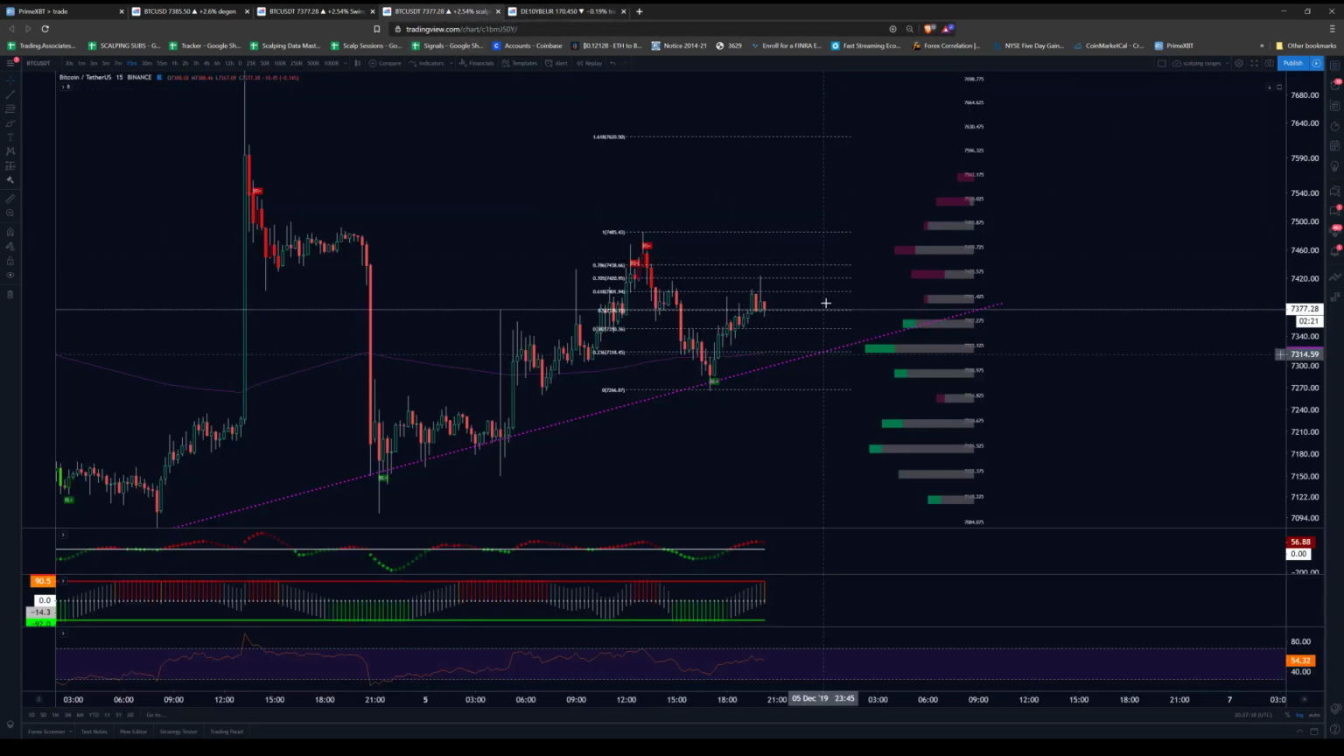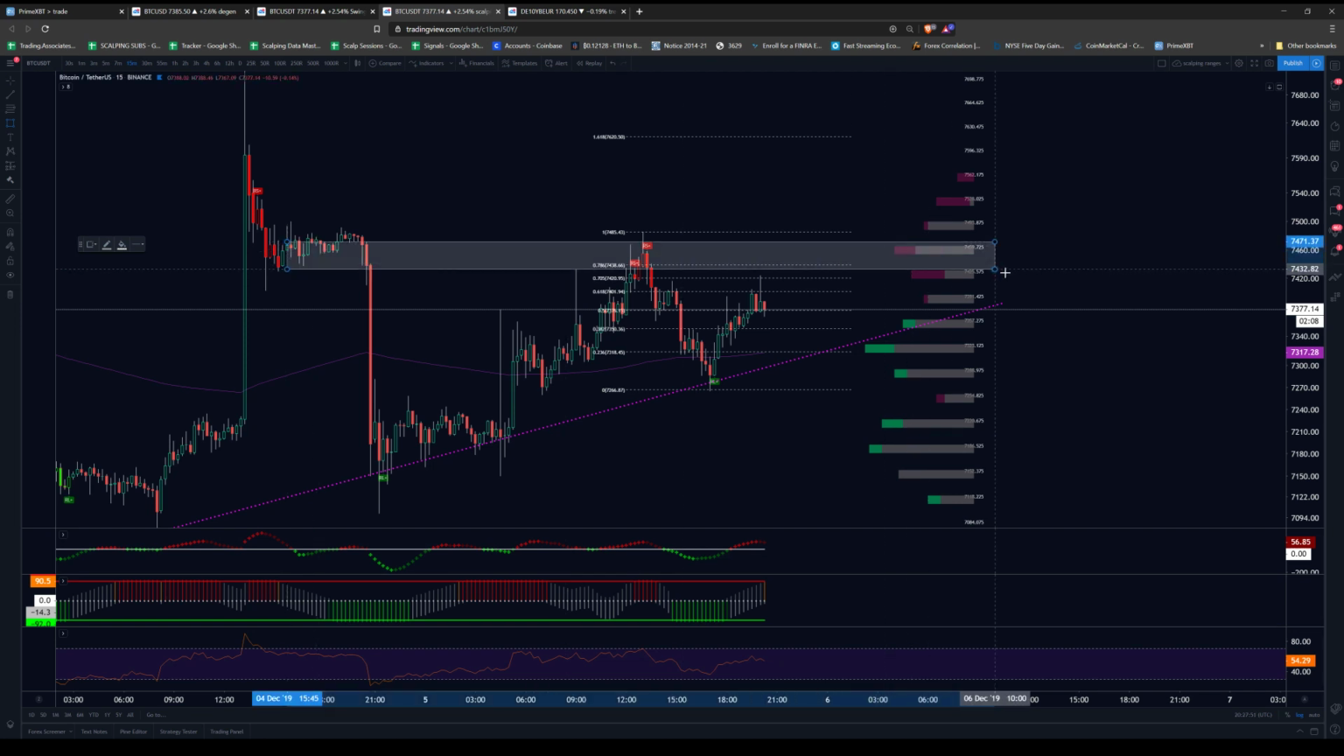If we can manage to double top, I'm gonna short this. 7450 to 7470, let's short this. Yeah, I like that. I would short that.